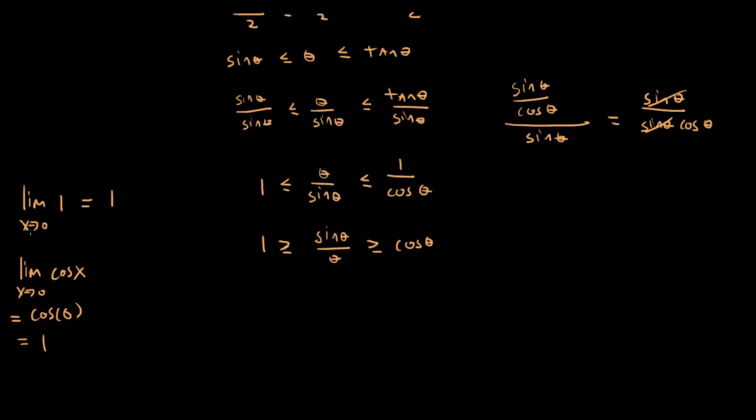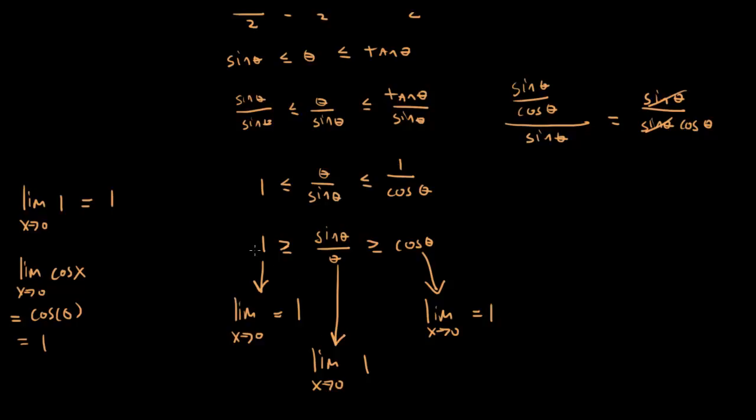So look what I've done. I can look at the limit as x or theta approaches 0 of all of these. The left hand and the right hand limit both equal 1. That means by the squeeze theorem, the middle one has to also equal 1. So the limit as x approaches 0 of this term equals 1, and the limit of this term equals 1. That forces, by the squeeze theorem, the limit in the middle to equal 1 as well, because these two are squeezing that limit.